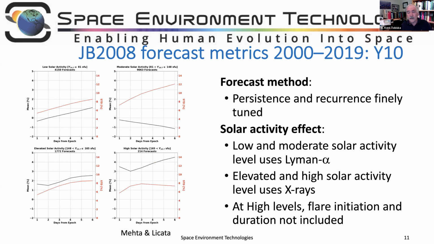For our Y10, same kind of thing. Again, look at the black line. That's the mean percent uncertainty. And again, during low solar activity in this upper left panel, for all these 4,000 forecasts, we get on the order of a few percent uncertainty, whereas it goes up higher during high solar activity.